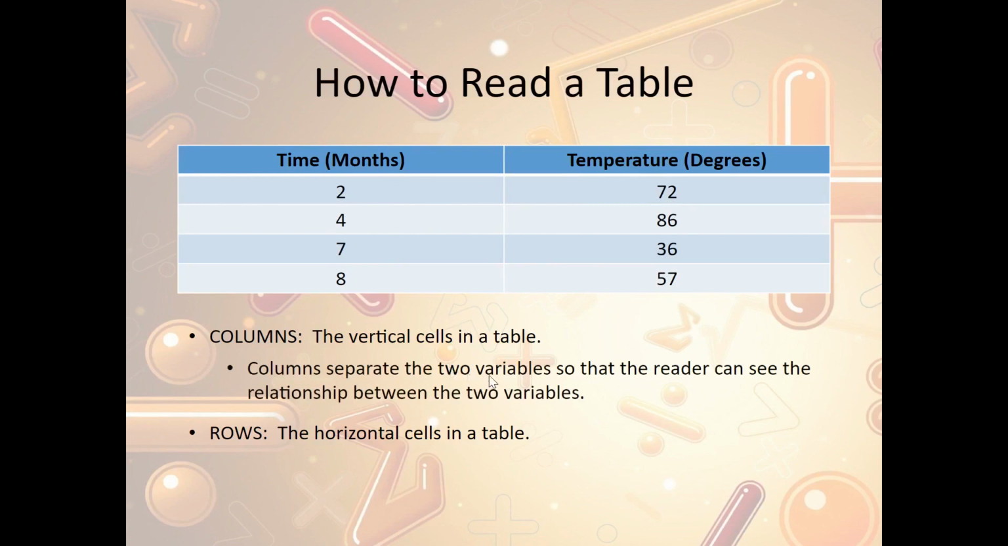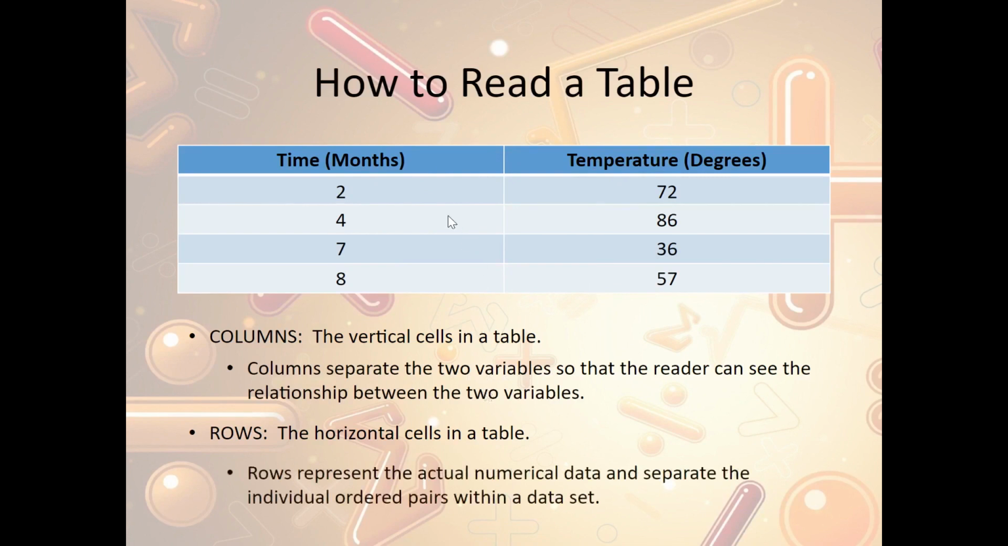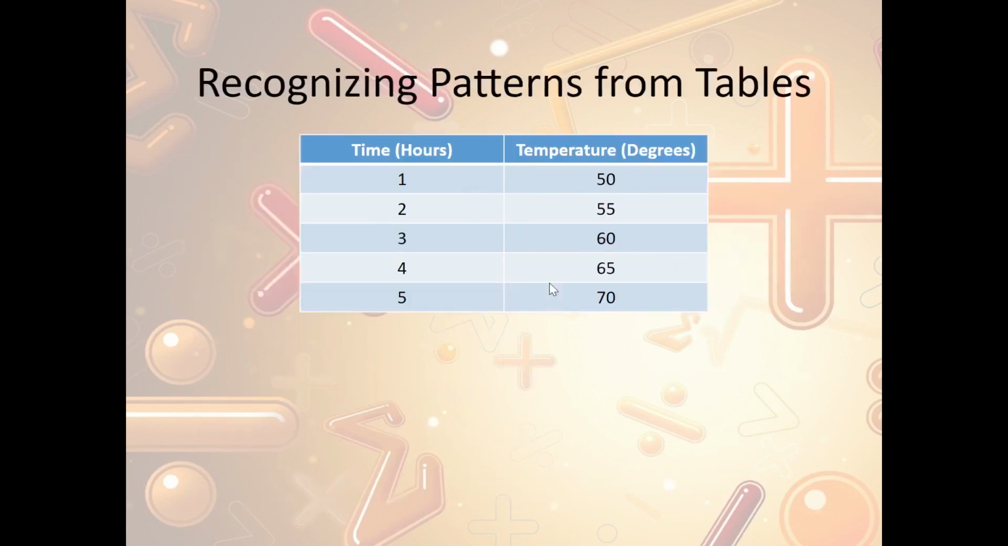Now the columns separate the two variables. So this separates time from temperature. And the rows separate the actual data. So this is a data point. This is a data point. This is a data point. And this is a data point.